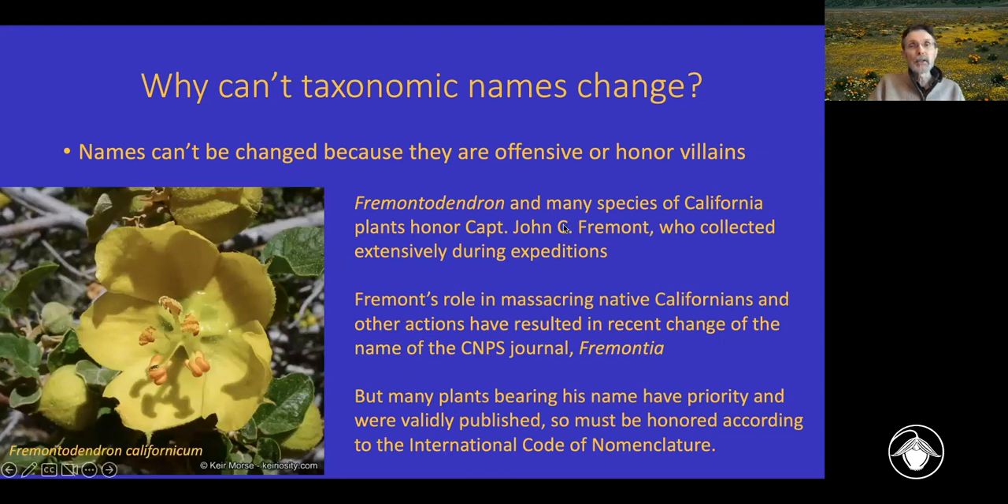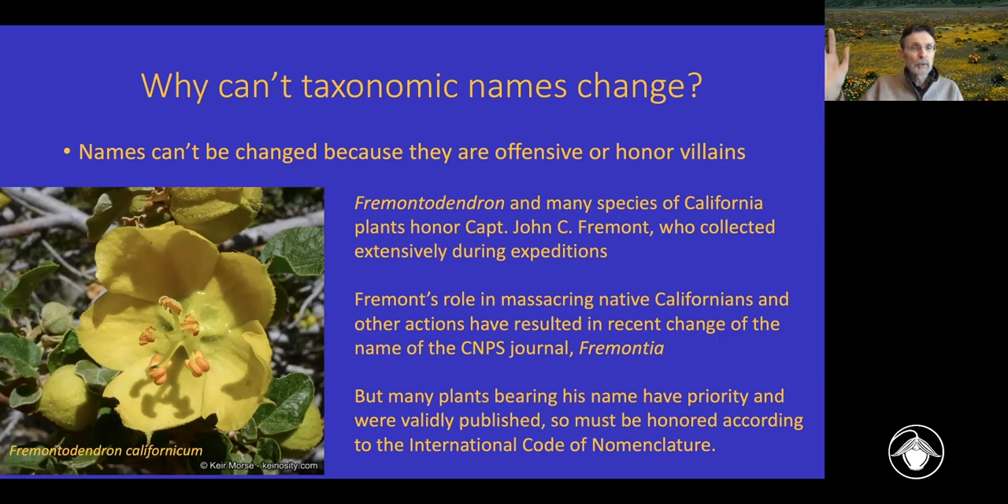Also, names can't be changed because they're offensive or honor villains. So it's unfortunate, but just because a name honors someone who is now regarded as somewhat of a villain or a real villain, there's nothing we can really do about it, at this point at least. So Fremontodendron, the flannelbush genus, and many species of California plants that have an epithet of fremontii honor Captain John C. Fremont, who was the first Republican candidate for president and who collected extensively during Western expeditions that he led.